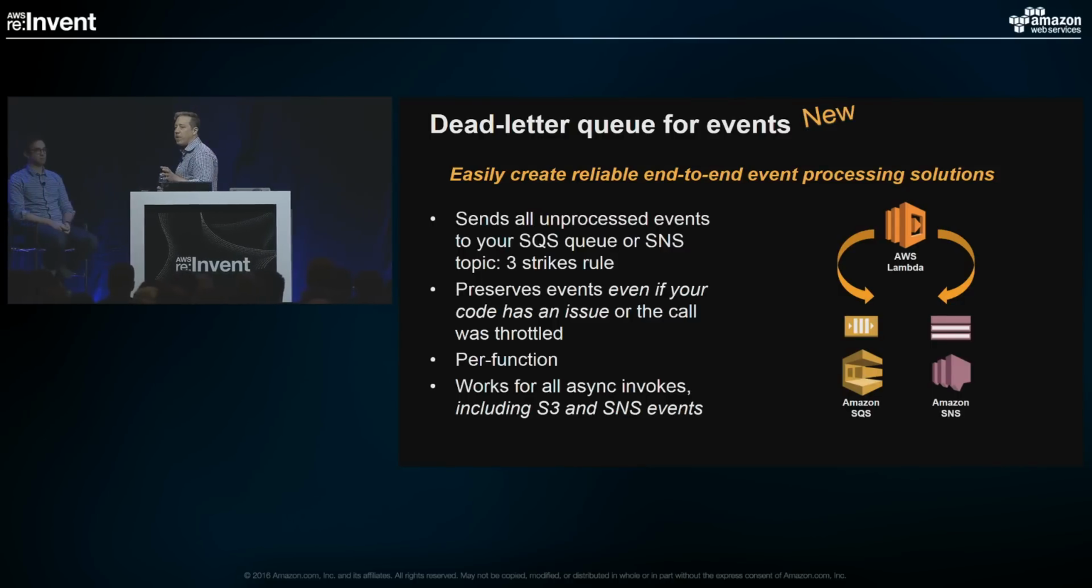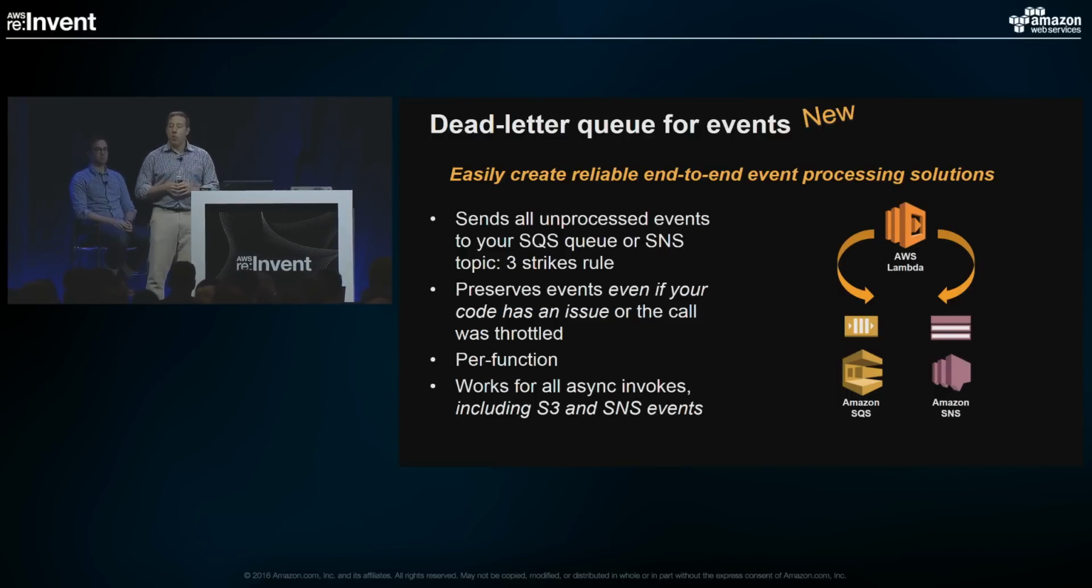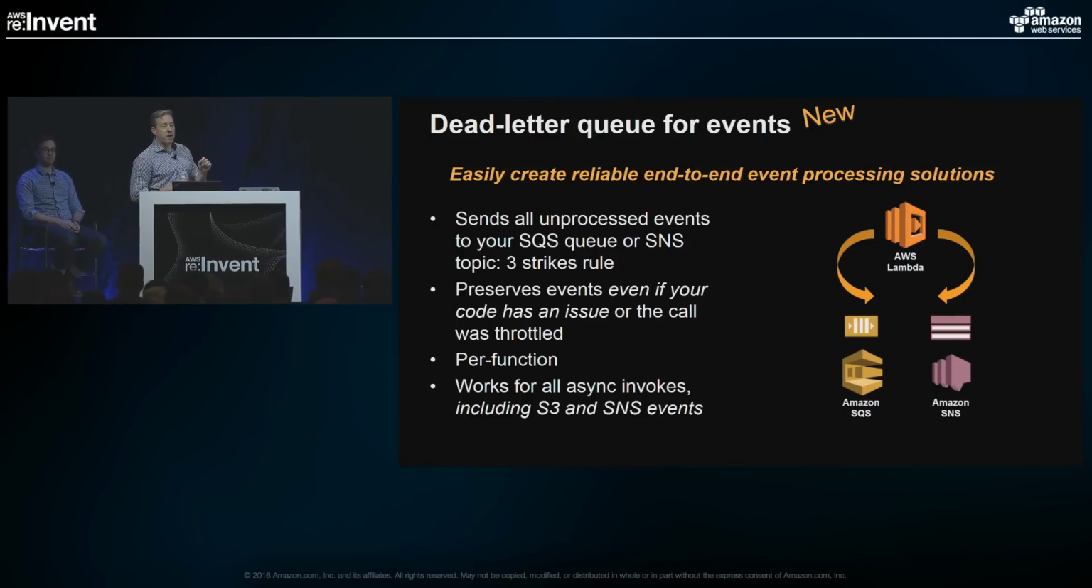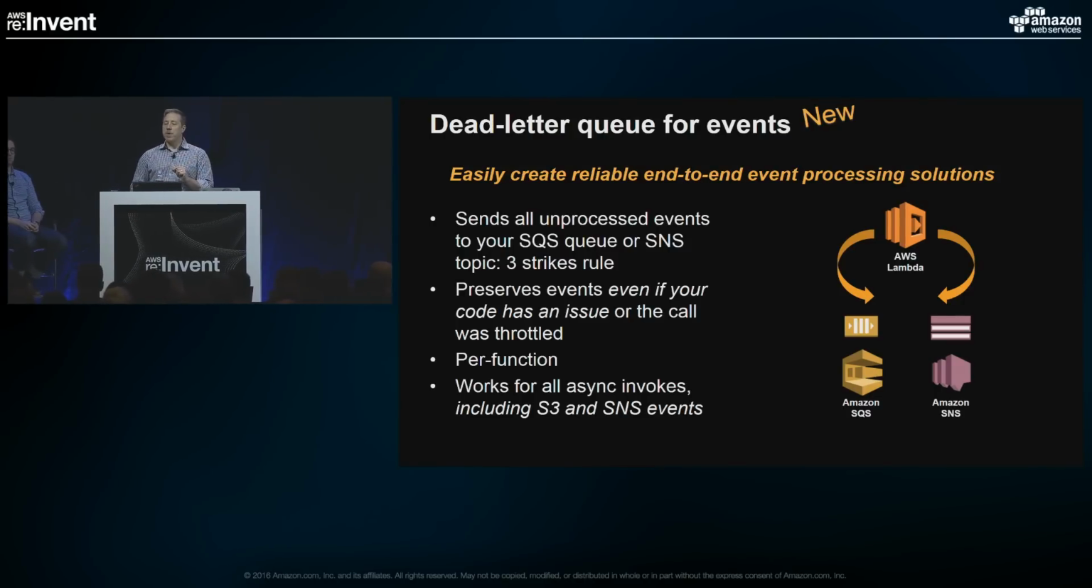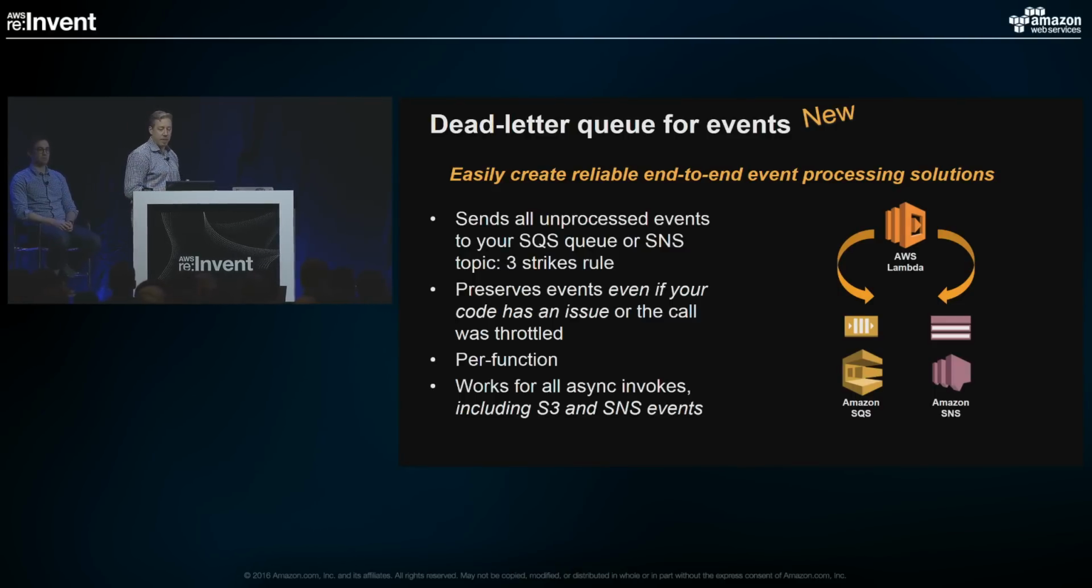And you can set these up per function. So you can have different queues or different topics per Lambda function. Works for all async invokes, regardless of where that event comes from. And if there's any problem in your configuration, as a fallback, we'll also issue you a CloudWatch metric. So as a kind of ultimate backstop, if anything's wrong in your configuration, you'll at least know that you need to go take a look at that in order to repair your DLQ setup and config.